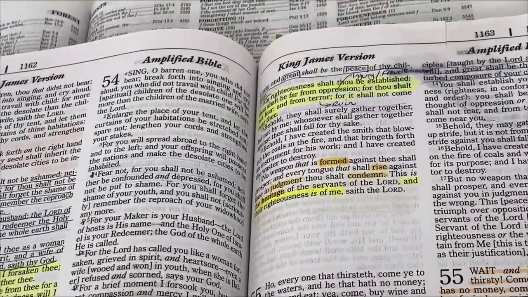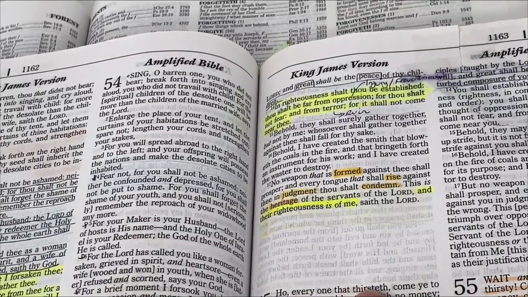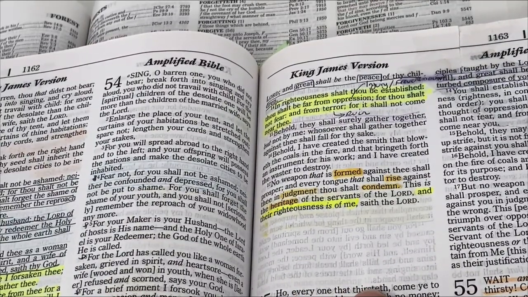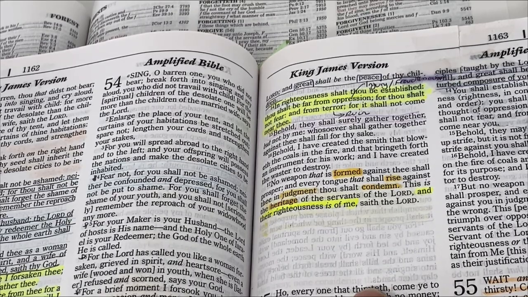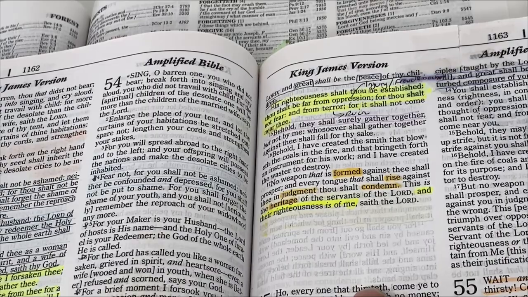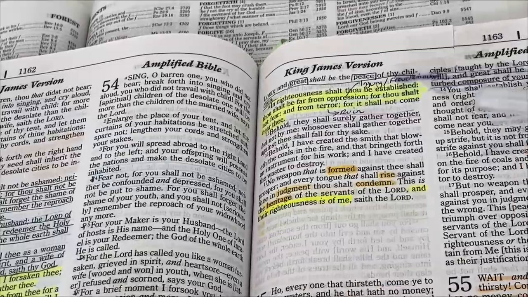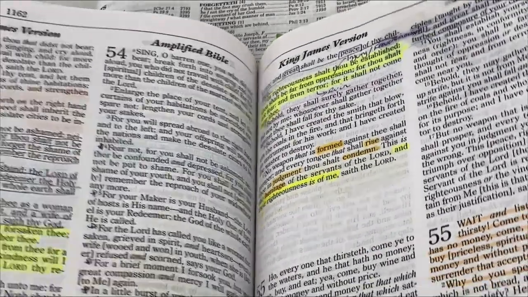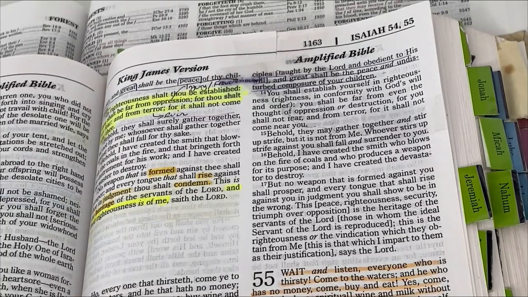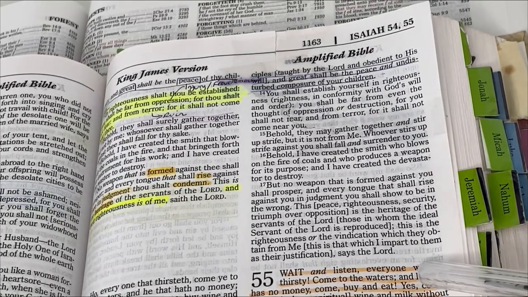Let me just scroll in so that you can read it. It says, no weapon that is formed against thee shall prosper, and every tongue that shall rise against thee in judgment thou shalt condemn. This is the heritage of the servants of the Lord, and their righteousness is of me, saith the Lord. So what I do, I read it in the King James, and then I read it in the Amplified Version. So let me just read that for you.